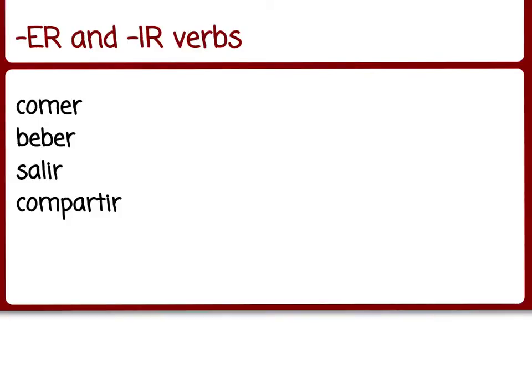Let's just talk about what an infinitive is once again. We remember our AR verbs, they mean obviously that the verb ends in an AR, but here are ER and IR verbs. And again, infinitive means it has not yet been conjugated. So comer ends in ER, beber ends in ER, salir ends in IR, and compartir ends in IR. These are ER and IR verbs. So when you hear me refer to verbs, that's where I'm getting them from.